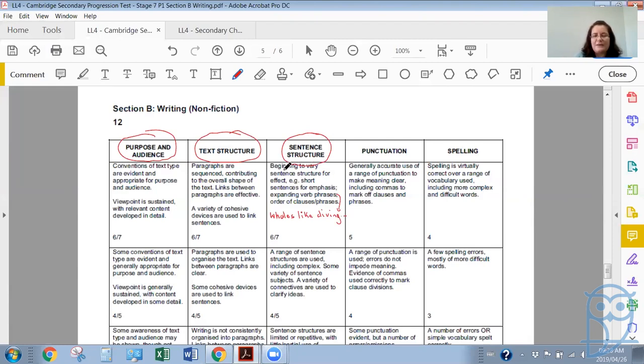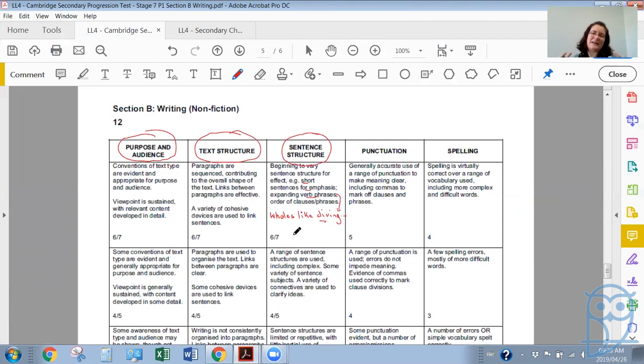Beginning to vary your sentence structure for effect, so you can have short sentences for emphasis. The whale shark. A gentle giant, exclamation mark. So short, sharp, then you can have more developed sentences. So this idea would come from expanding verb phrases. So a verb phrase is a phrase that contains a verb, okay? An action word, like diving. So you might have a sentence that contains a verb phrase. Whales like diving, full stop.